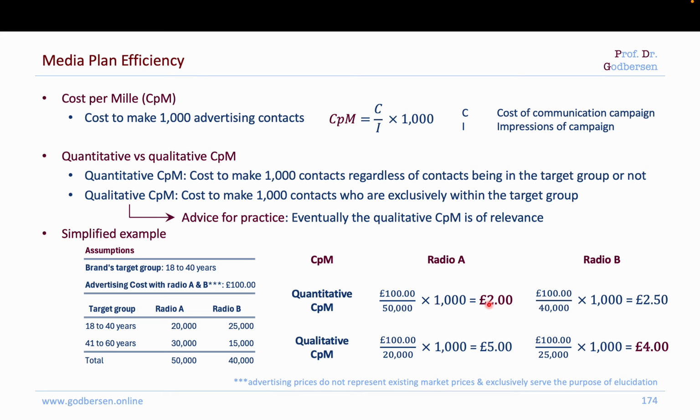But as I said earlier, we are caring about the qualitative cost per mil. Now if we calculate this, £100 cost for the spot on the radio, 20,000 is our target group, 18 to 40 years with Radio A, times 1,000 is £5. Radio B, £100 divided by 25,000 in our target group, times 1,000 is £4. Then when looking at the qualitative cost per mil, we should go with Radio B.